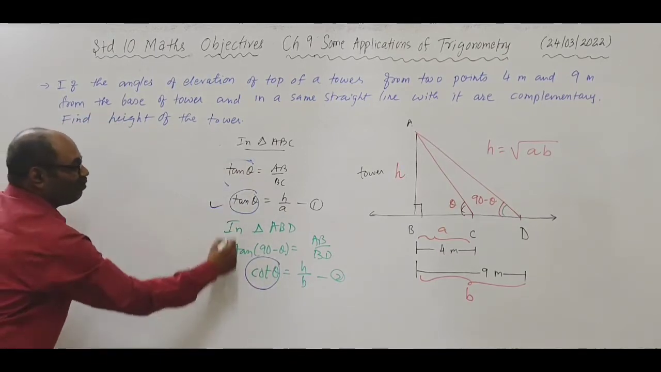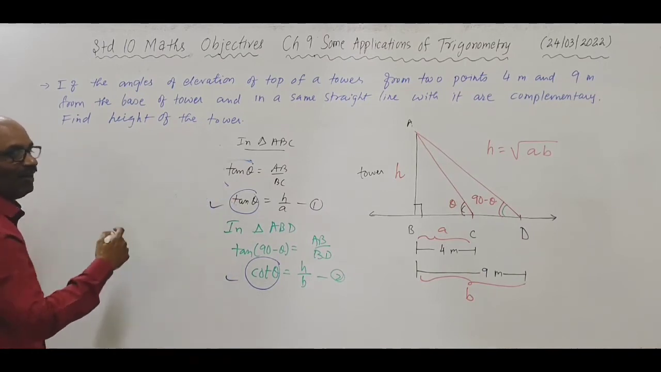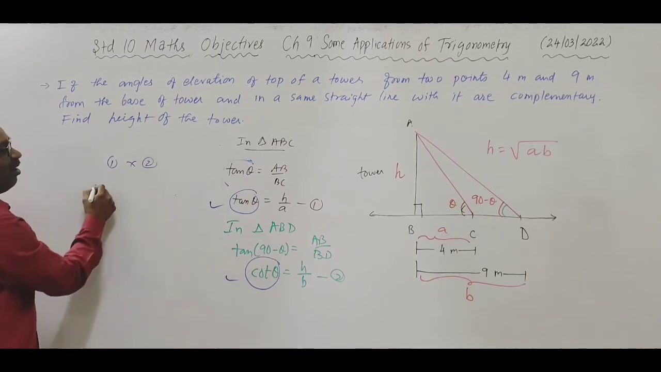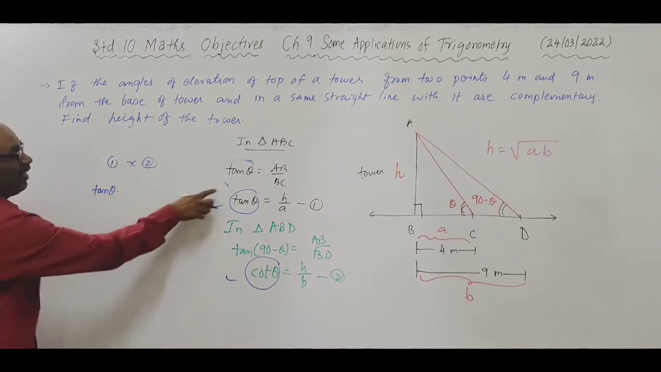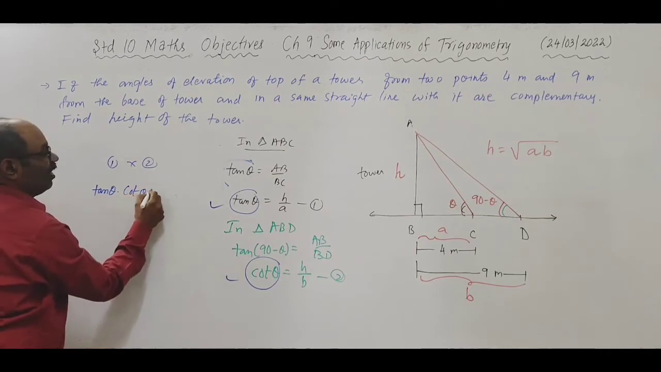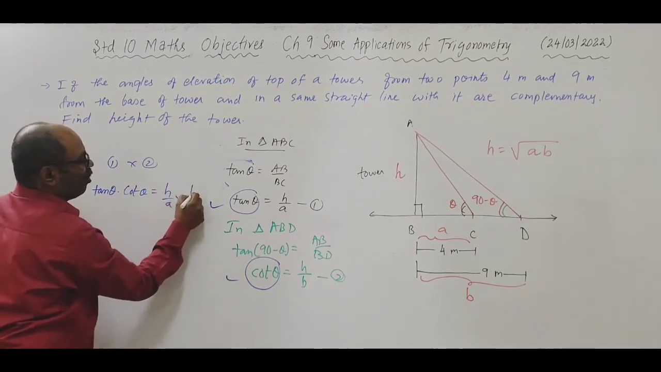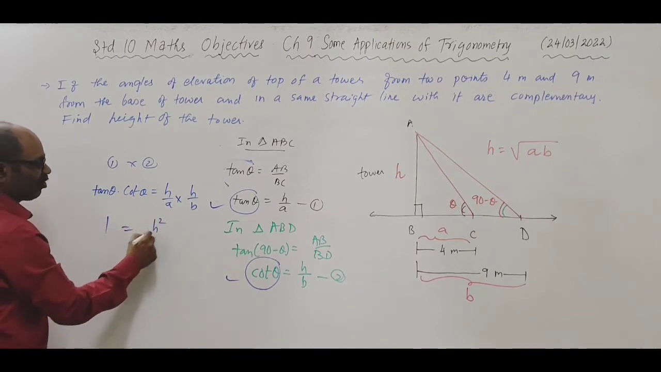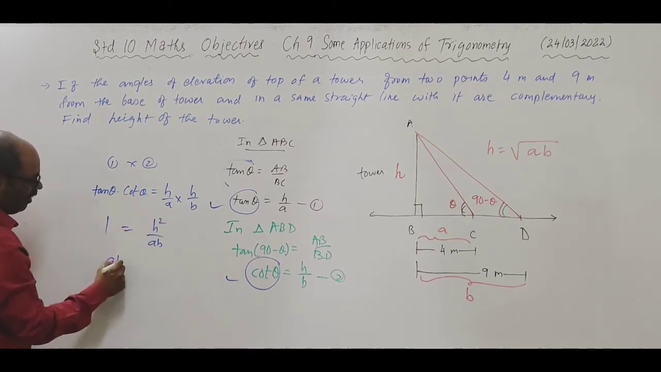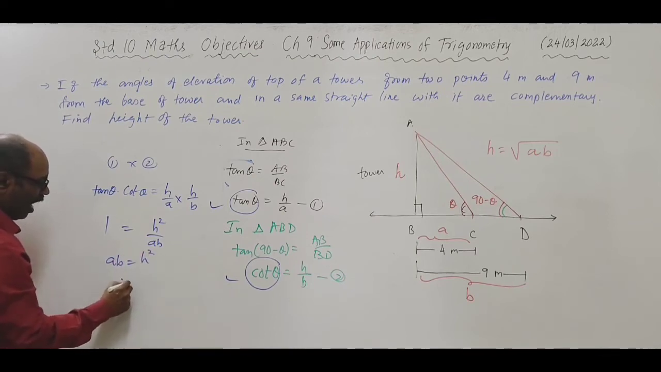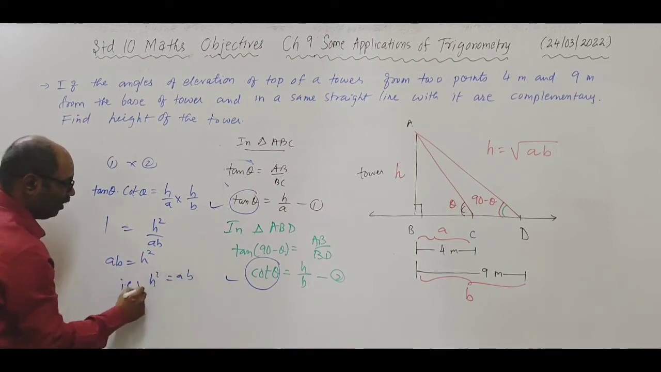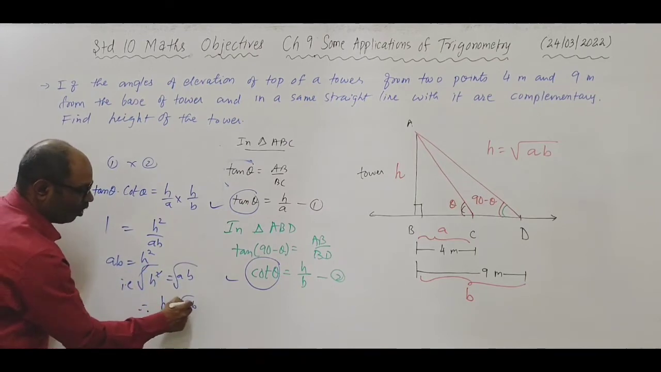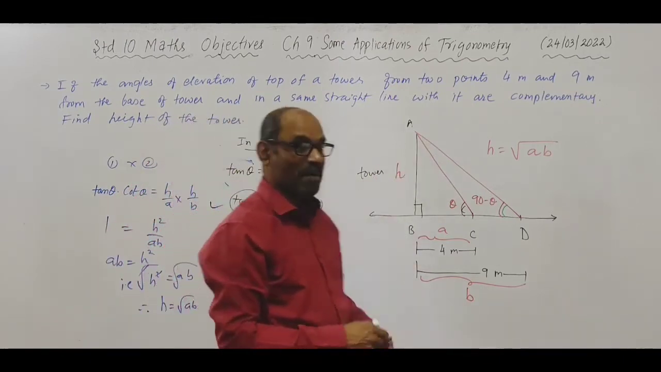So I am going to multiply left hand side with left hand side, right hand side with right hand side. So 1 multiplied by 2. Tan theta into cot theta is equal to H upon A into H upon B. This is H square upon AB. So 1 is equal to H square upon AB, i.e. H square is equal to AB. So if you take the square root, H is equal to root AB. So you will have to remember this.